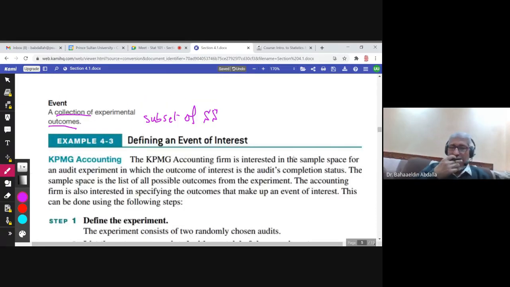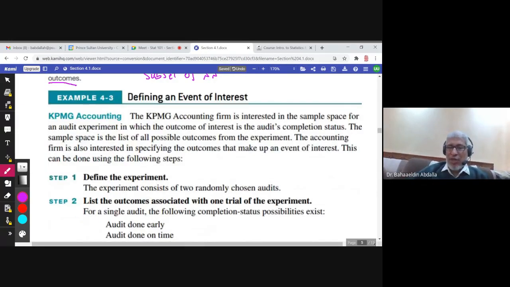Example, the KPMG accounting firm is interested in the sample space for an audit experiment in which the outcome of interest is the audit's completion status. The sample space is the list of all possible outcomes, of course. This is the definition of the sample space. The accounting firm is also interested in specifying the outcomes that make up an event of interest. So we need to find the sample space and to determine an event of interest.